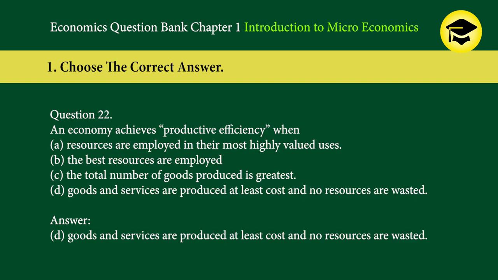Question 22. An economy achieves productive efficiency when A. Resources are employed in their most highly valued uses. B. The best resources are employed. C. The total number of goods produced is greatest. D. Goods and services are produced at least cost and no resources are wasted. Answer D. Goods and services are produced at least cost and no resources are wasted.